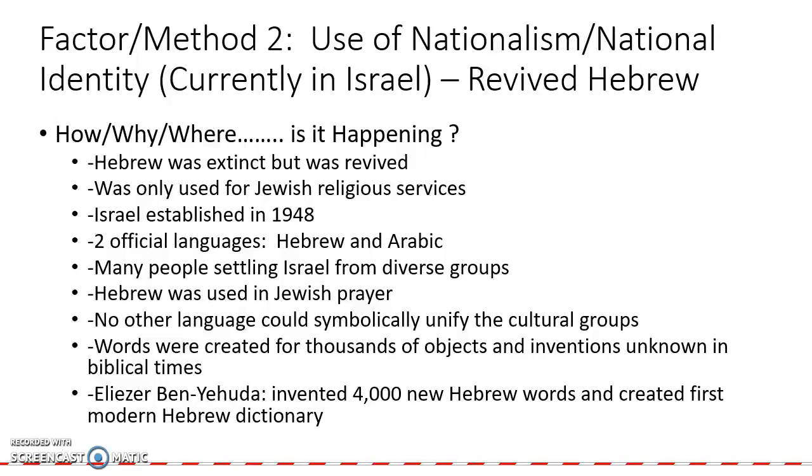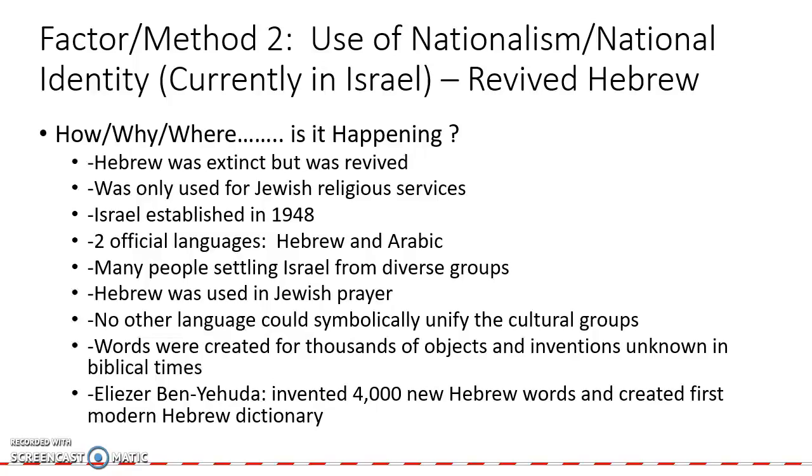And so many people, Jews, were moving back, returning to Israel from all over the world, and they spoke all different languages. And so they were concerned about a way to unify the people beyond their common religious beliefs. And so politically, they believed that one of the best unifying elements would be if they revived Hebrew. So they had determined that no other language could symbolically unify the cultural groups.